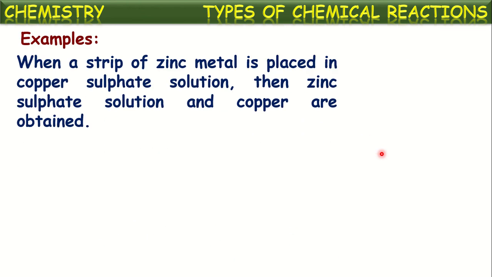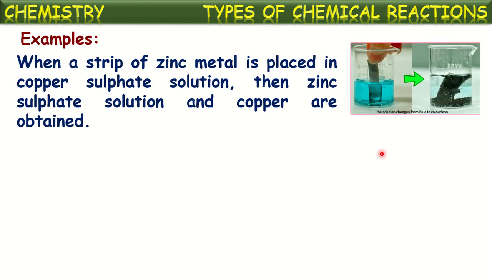Let us see an example for this. When a strip of zinc metal is placed in copper sulfate solution, then zinc sulfate solution and copper are obtained. See here, this blue colored solution is a copper sulfate solution. Copper sulfate will be in the blue color.